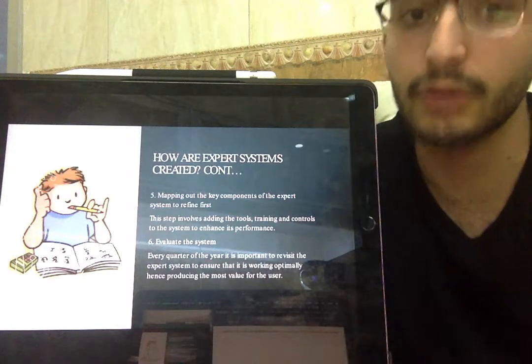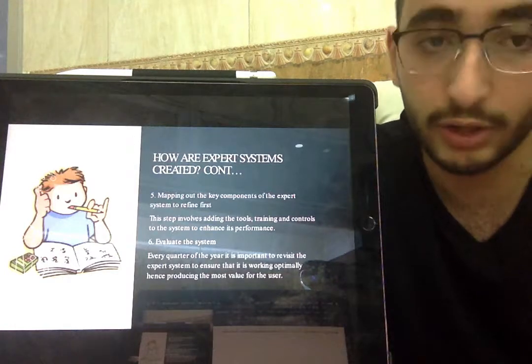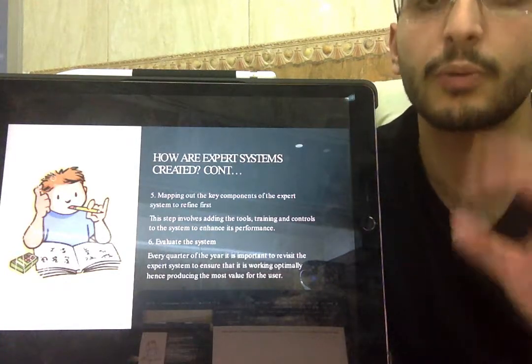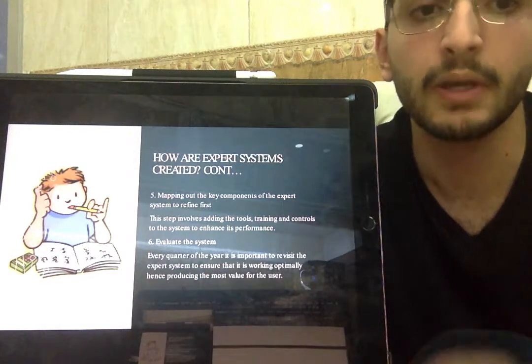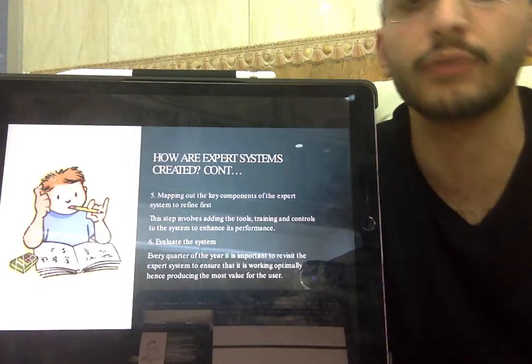The sixth and final step is evaluating the system. Like any other system or project, this is a step that is necessary to ensure that the expert system is performing at its best, at its prime. This is paramount in ensuring that the user gets the most value out of their system.